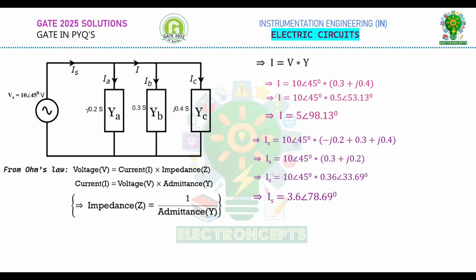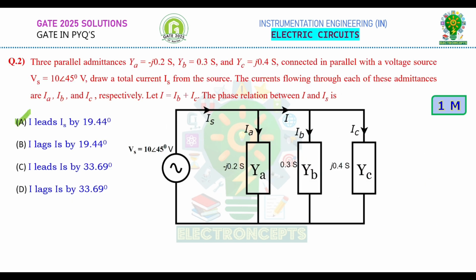Now let us try to draw phasor diagrams for the currents I and Is. From the phasor diagram, the angle between the currents I and Is is 19.44 degrees. So we can say that I leads Is by 19.44 degrees, which is also the same as Is lags I by 19.44 degrees. Therefore, option A is correct.